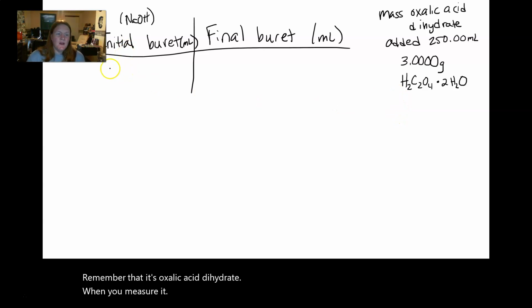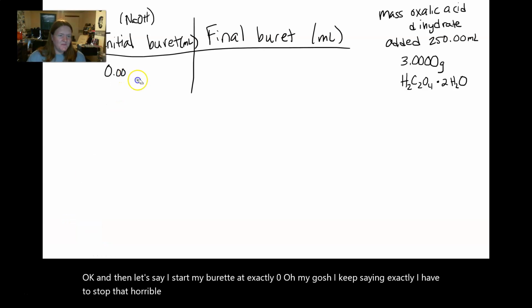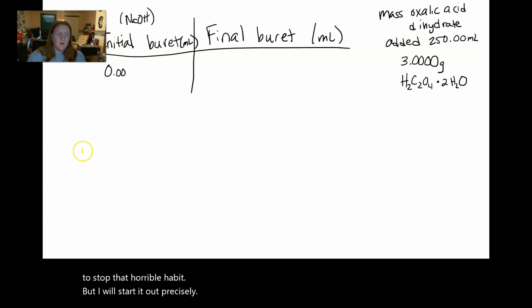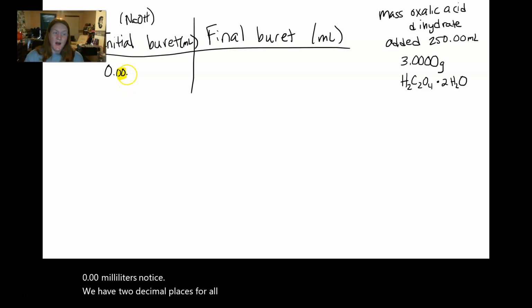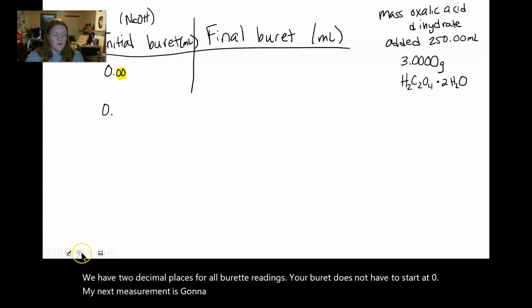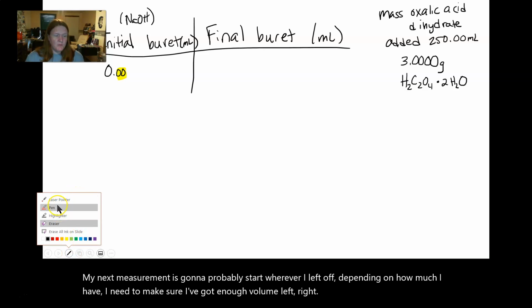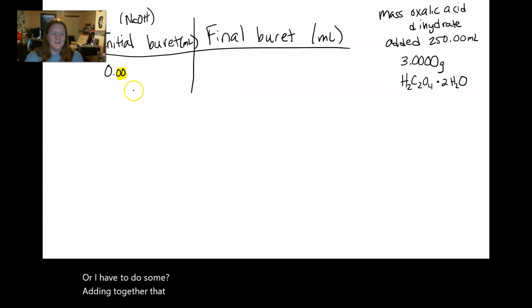Okay, and then let's say I start my burette at exactly 0. Oh my gosh, I keep saying exactly. I have to stop that. Horrible habit. But I will start it at precisely 0.00 milliliters. Notice we have 2 decimal places for all burette readings. Your burette does not have to start at 0. My next measurement is going to probably start wherever I left off, depending on how much I have. I need to make sure I've got enough volume left, right? Or I have to do some adding together that isn't necessary if I pay attention, right?